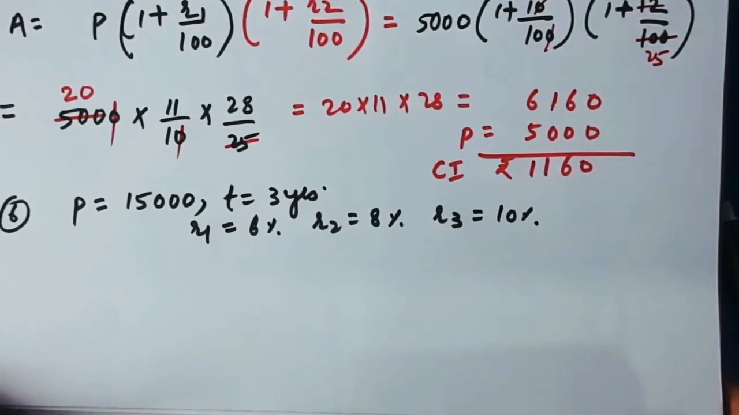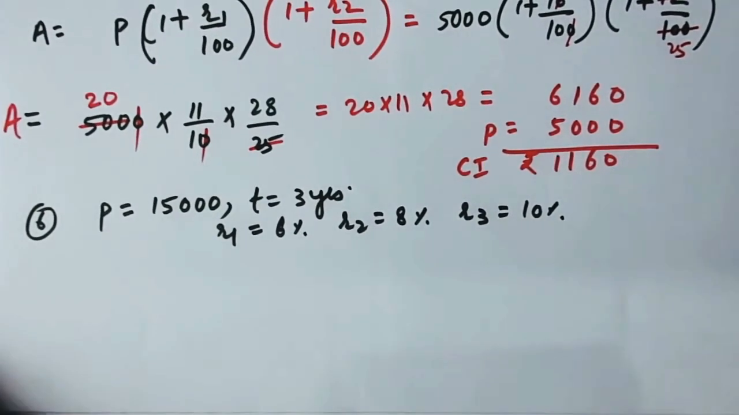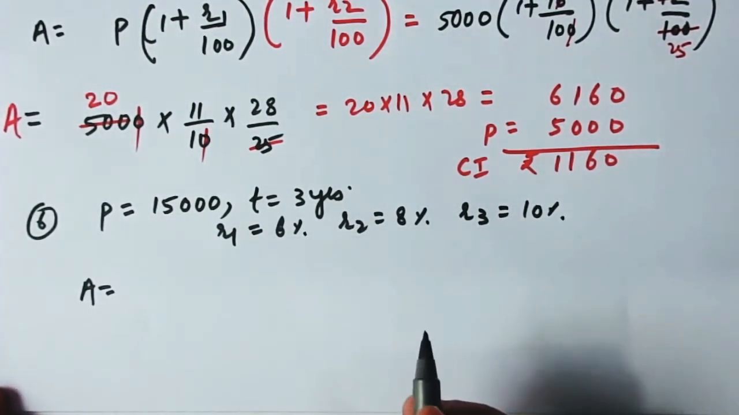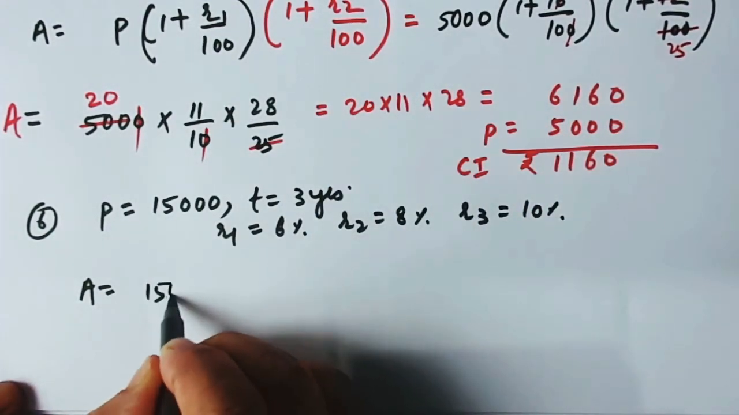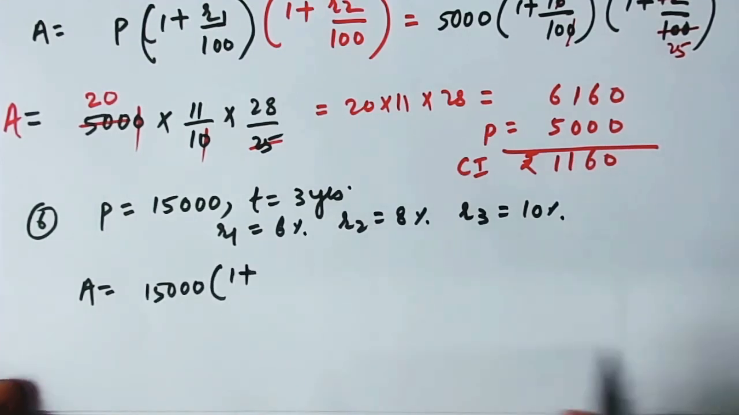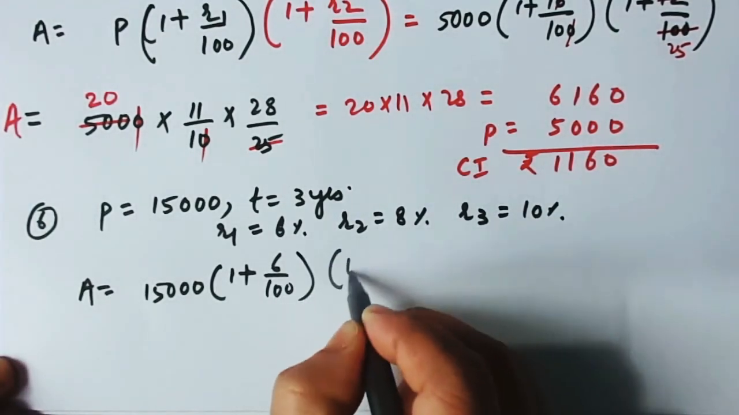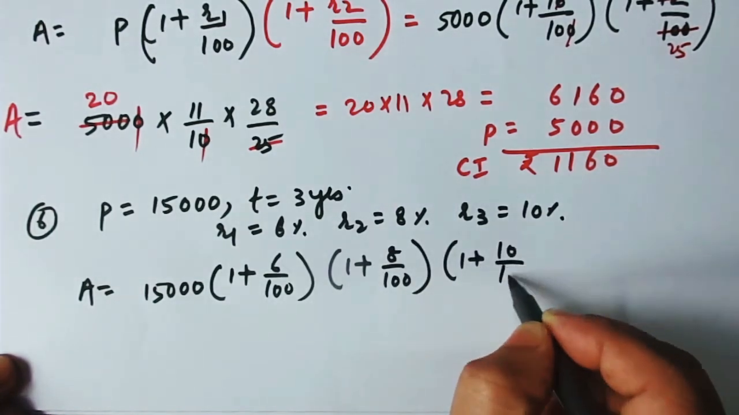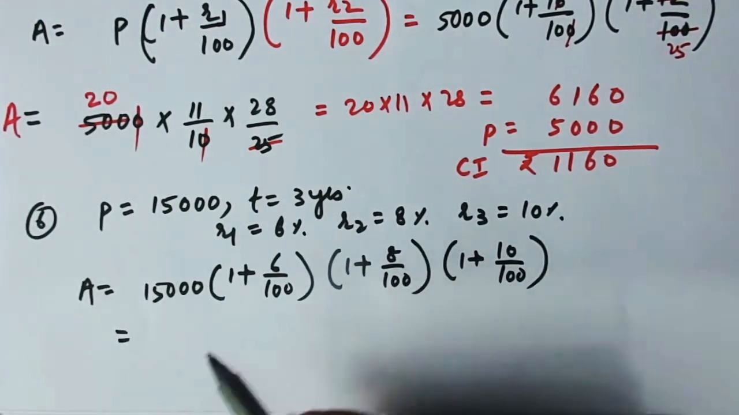So here the amount will be equal to the same formula, the above formula, equal to 15000, below 1 plus R by 100, where R is this 6 by 100, 1 plus 8 by 100, 1 plus 10 by 100. Solve it and you will get simple. After you simplify this, what will you get?